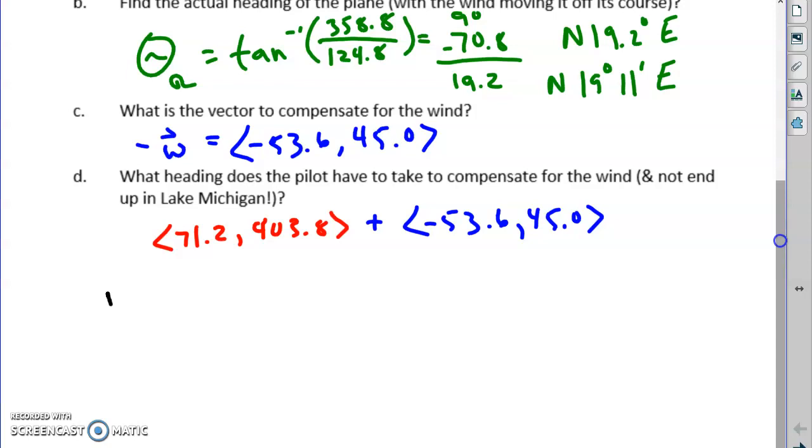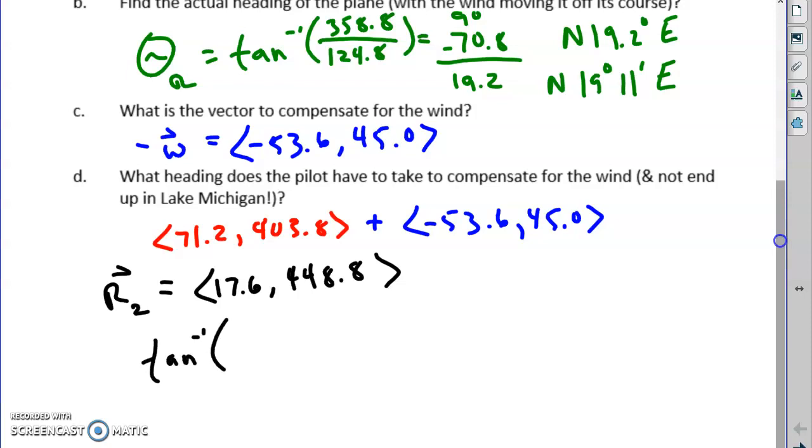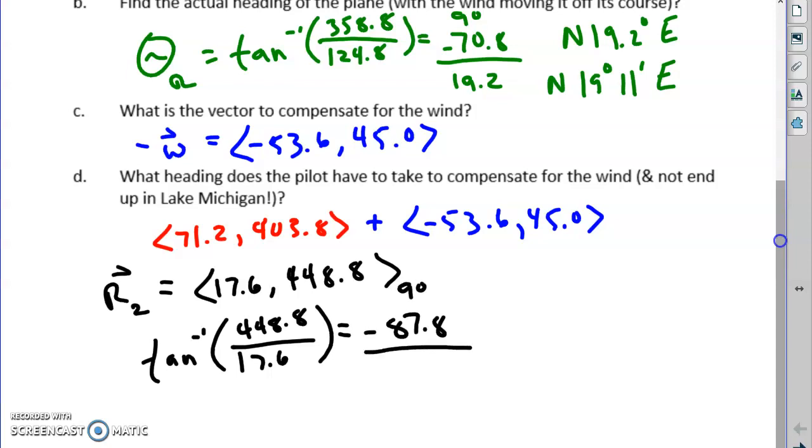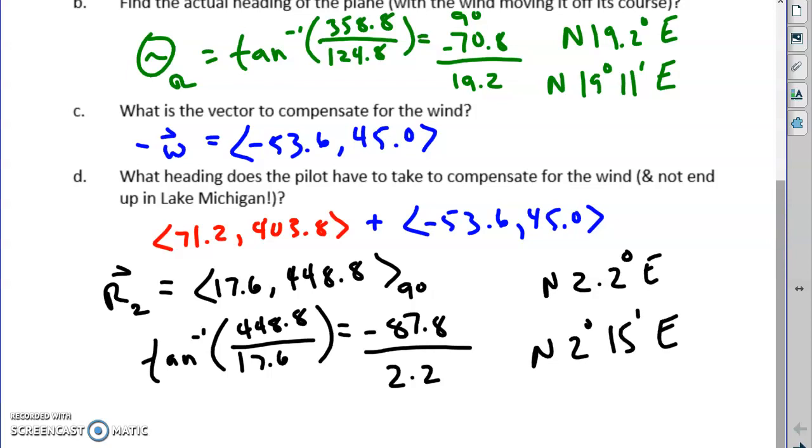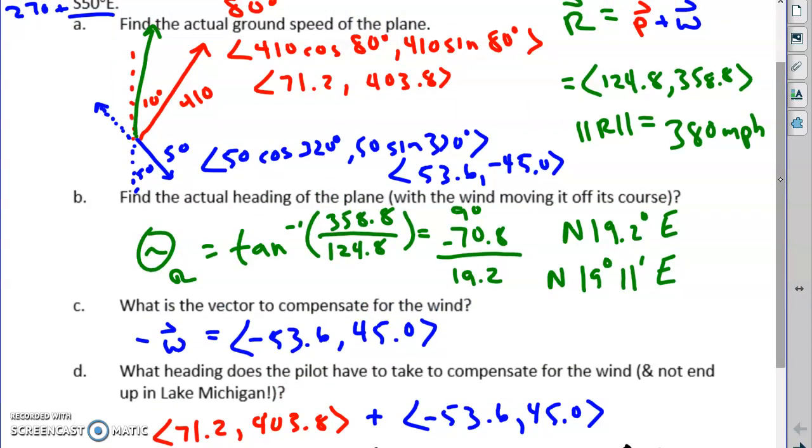I'm going to write it in black, R2, equals 71 minus 53, 17.6. 403 minus 45, or pardon me, plus 45, 448.8. And again, I don't want the magnitude, but I do want direction. Tan inverse of 448.8 over 17.6 equals 87.8. Again, subtracted from 90. That's a 2.2. So the pilot would have to head on a north 2.2 east, or again, if we DMS it, north 2 degrees, 15 minutes east, heading more to the north to offset that southeasterly wind and get back on course.